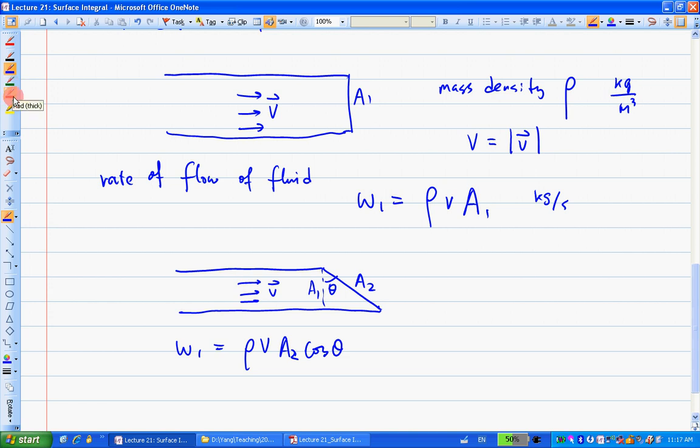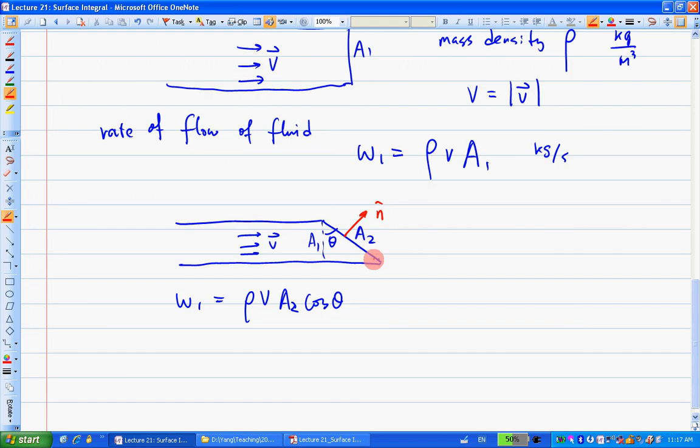Or you can think of it this way. Let's say I use n hat to represent the normal direction, the unit normal vector representing the direction of this cross-section area A2. So what's passing through A2? Where's the V direction? V direction is this. So what's passing through A2 is the projection of V in the direction of the n hat. That is V dot n hat. That's what's passing through A2, right?